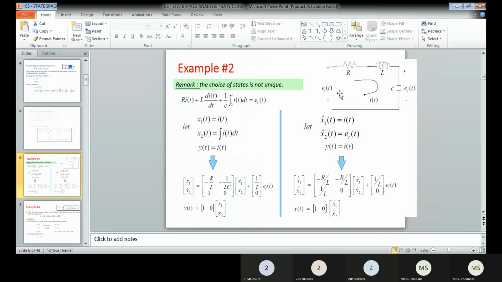By using that, you can write the differential equation. Once you obtain the differential equation, you can substitute the state variables and you can obtain the state model. So this is the procedure. So here we are going to take one problem.